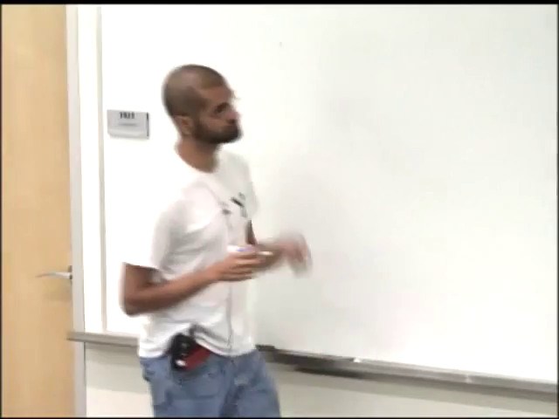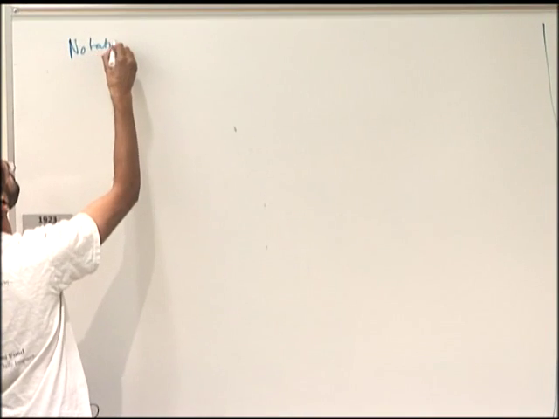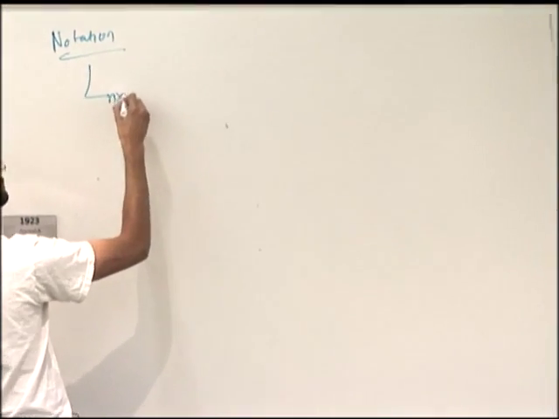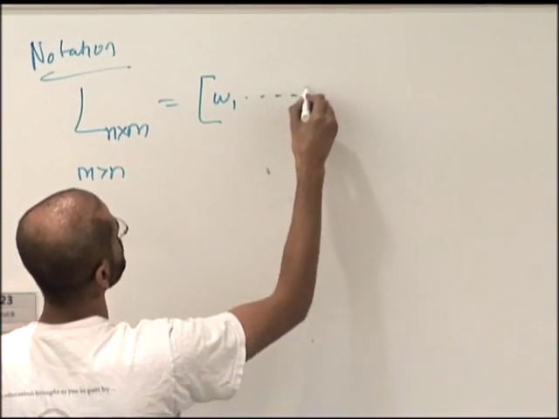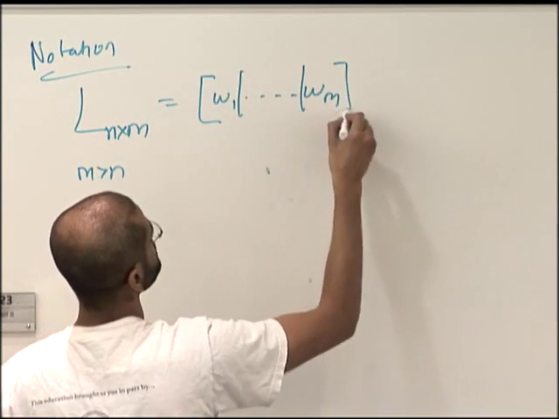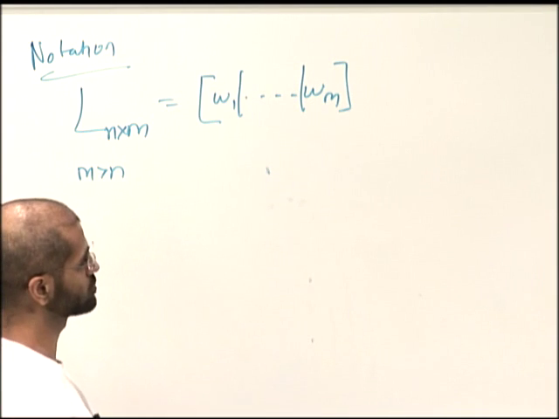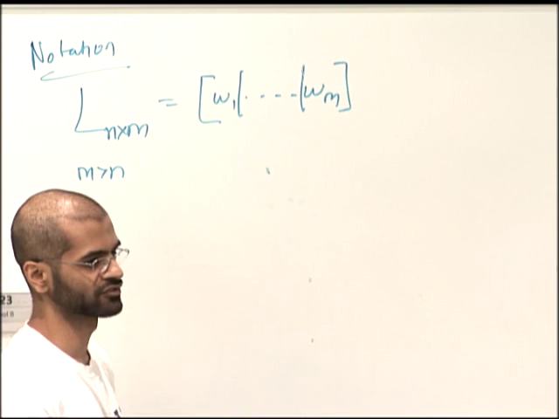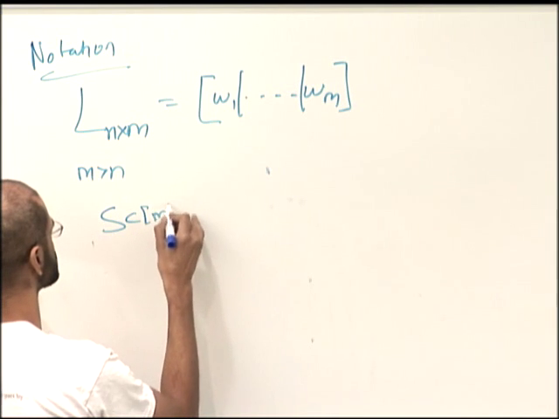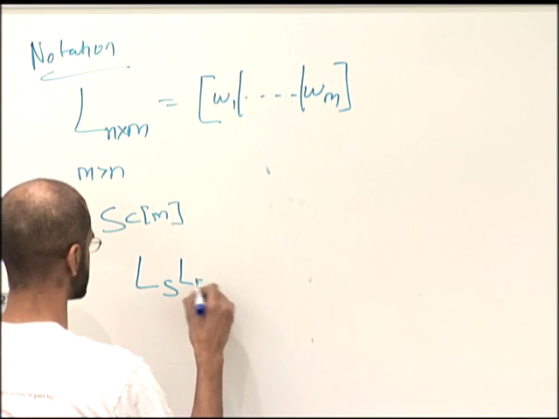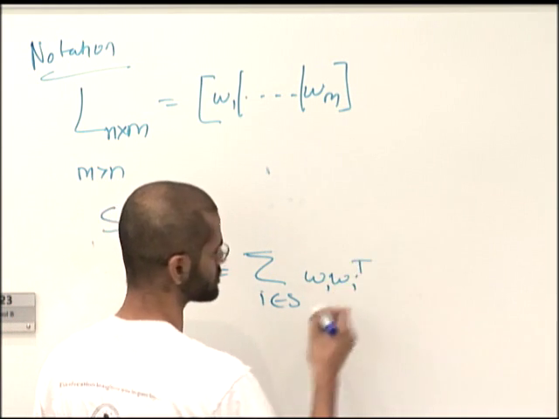Okay, so let me sketch the proof. So first, let me just set some notation. So the input matrix L is n by m. So I'm going to assume m is bigger than n, and I'm going to write the columns as w_1 through w_m, and these are all vectors in R^n. And actually, I'm going to stop talking about singular values and talk about eigenvalues. So I'm going to observe that if I have some subset S of the columns, then this matrix L_S L_S transpose is just equal to the sum over i in S of w_i w_i transpose. This is just notation. Okay?